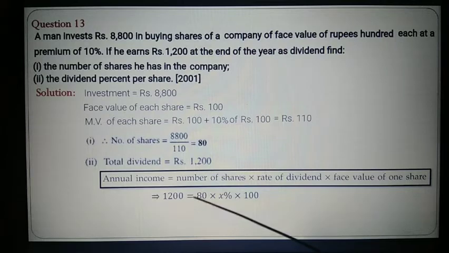so that is equal to, so here also we have got equal to, number of shares is 80, rate of dividend is X percent, and face value of one share is how much? Rupees 100. Now this percentage can be written as 1 by 100. So if I do that, then we have got this much. If from here you find the value of X, you will get X to be 15.